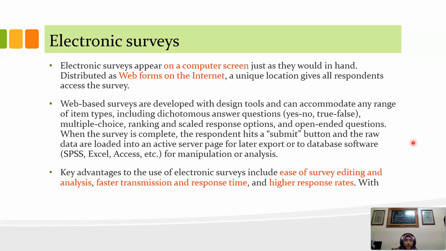Now we look at the electronic survey. What is an electronic survey? Basically, we also call it online questionnaires. Your survey or questionnaires appear on the computer screen. Of course, if you are talking about an electronic survey, it is online, so it is using the internet, or using a web-based form. A web survey is designed to accommodate any range of item types.